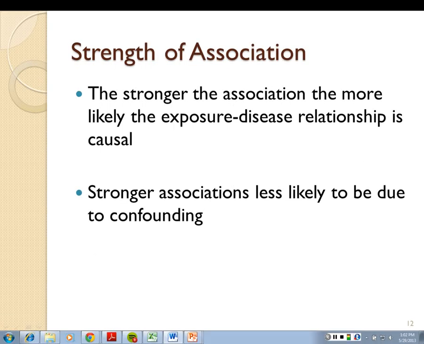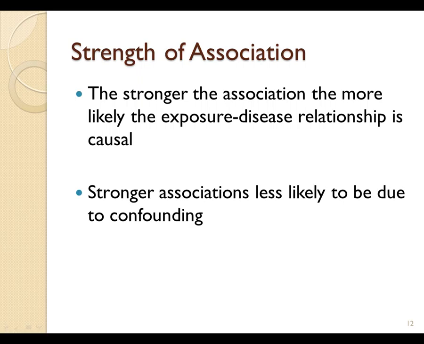Now, the stronger the association between an exposure and an outcome, the more likely it is to be causal. Weak associations are more likely to be influenced by confounding or bias. Now, it's important to note that just because a relationship is weak does not mean that the relationship is not causal. It's just harder to rule out bias and confounding.